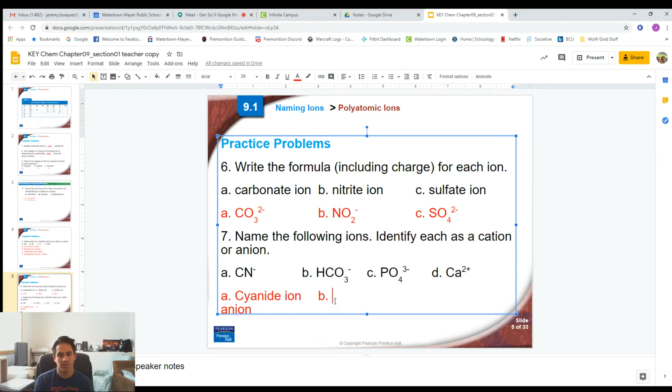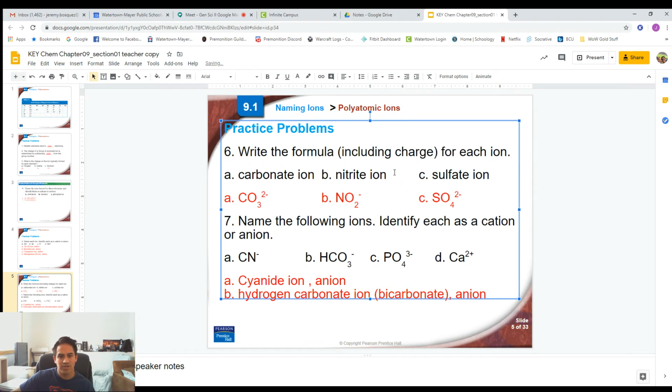For letter B, HCO3-. This actually has 2 different names. On the back of your periodic table, it is on there, and it's called a hydrogen carbonate ion. But it also has a name of bicarbonate. Let's reformat this so it looks better. Let's copy this, and we will just paste it down below here. Okay. So it's called hydrogen carbonate ion. Another name for it is bicarbonate. And because it is negatively charged, it is an anion.